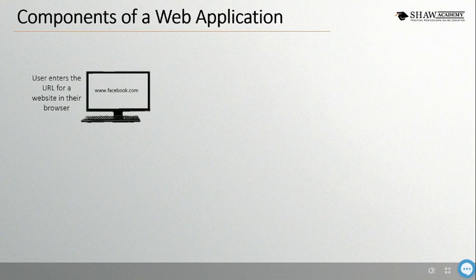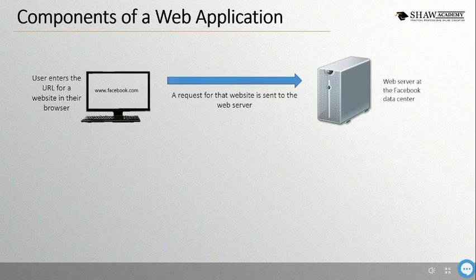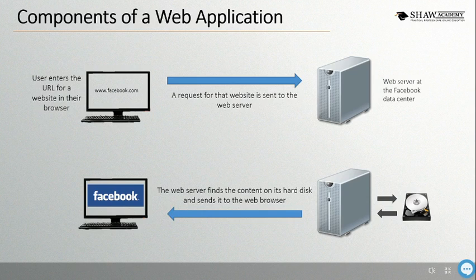So here we can see, guys, that a person has entered the URL for facebook.com on their computer. What happens then is that the request for that website is sent to the appropriate web server, the web server that is linked to the URL www.facebook.com, and in this case it would be the web server located at the Facebook data center. At this point, the web server will have a conversation with its hard drives. It will do all of the processing that it needs to do using its backend coding language, and then it will send the results back to the web browser that requested that information.